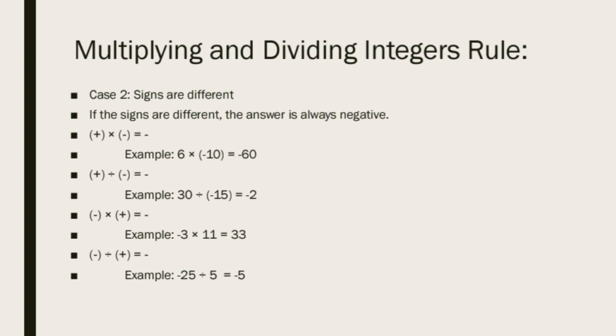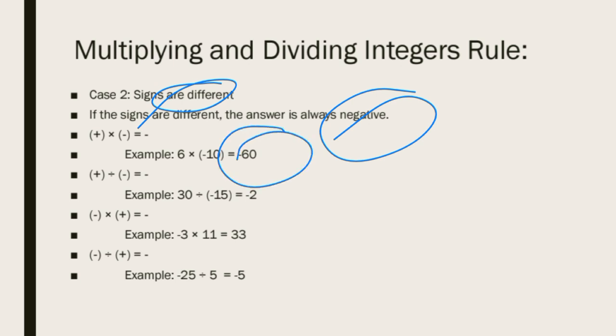Multiplying and dividing integer rule. Case 2. Signs are different. If the signs are different, the answer is always negative. Positive integer into negative integer will be the result. Example, 6 into minus 10, we get minus 60. Positive integer divided by negative integer, we get a negative integer. Example, 30 divided by minus 15, we get minus 2.